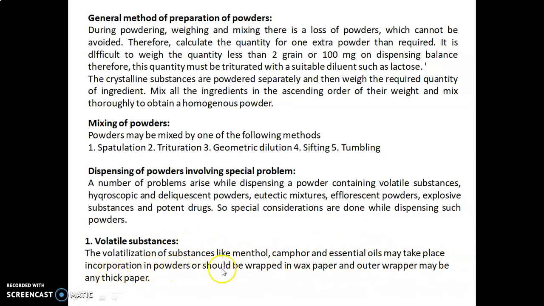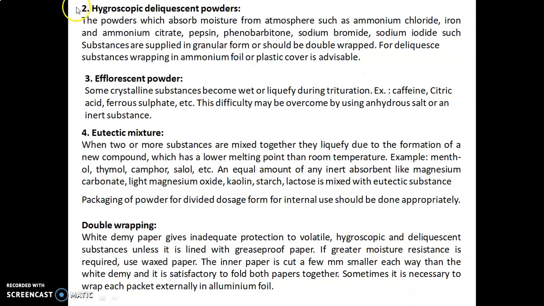Incorporation in the powders should be wrapped in wax paper, and the outer wrapper may be any thick paper. Second, for hygroscopic and deliquescent powders, the powders which absorb moisture from the atmosphere, such as ammonium chloride, iron and ammonium citrate, pepsin, phenobarbitone, sodium bromide, sodium iodide. Such substances are supplied in granular form or should be double wrapped. For deliquescent substances, wrapping in aluminium foil or plastic cover is advisable.